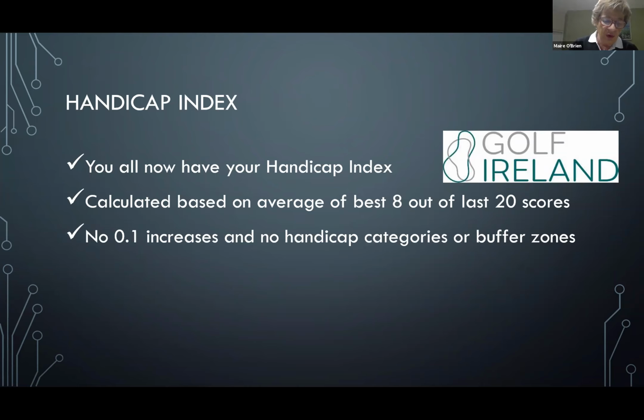There are no 0.1 increases, no handicap categories or buffer zones going forward. These were all elements of the old CONGU handicap system and are not now relevant.